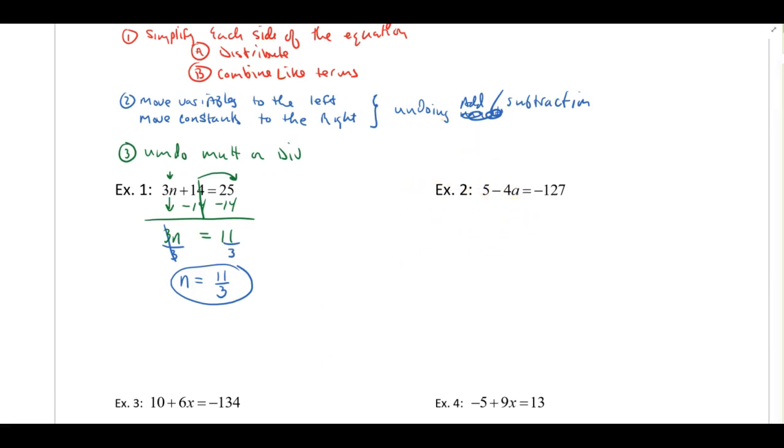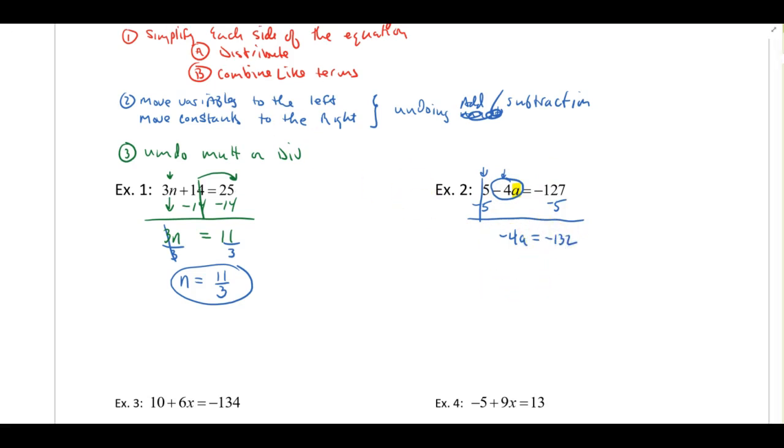Next example. My goal is to get a by itself. So, what do I have to get rid of? I have to get rid of the 5 and this negative 4. Which one do I get rid of by using addition or subtraction? And that is the 5. Since this 5 is positive, to get rid of it, I'm going to subtract it. 5 minus 5 will give me 0. Subtract it over here. Now, what do I have to bring down here? That's negative 4a equals negative 132.